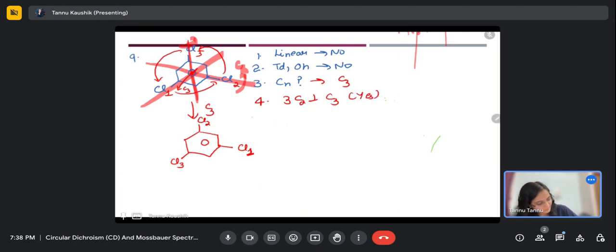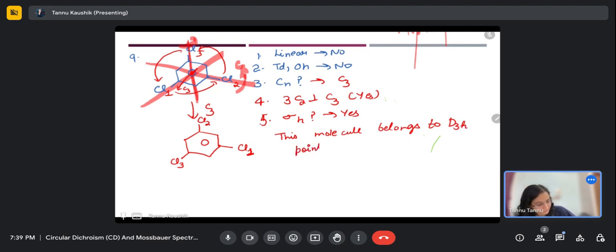So yes, then the next question is, do we have a horizontal plane? So yes, the molecular plane, which is containing this benzene ring and these chlorine atoms on it, is perpendicular to the C3 axis, so it has a horizontal plane. Therefore, this molecule belongs to D3H point group. Hence, it is achiral.